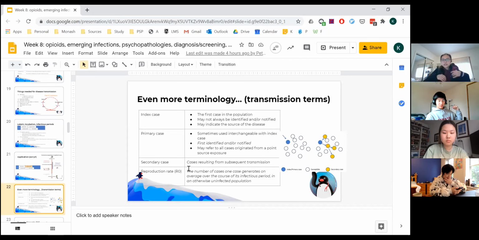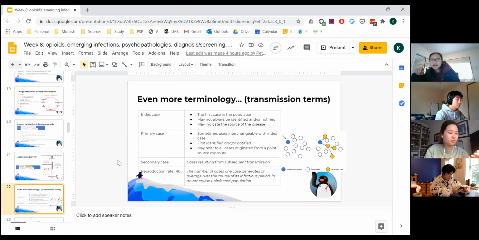Secondary cases are the ones resulting from subsequent transmission, and reproduction rate. This is an important definition: the number of cases one case generates on average over the course of an infectious period in an otherwise uninfected population. So if I get infected with coronavirus, I'm sorry for all the coronavirus references, it's a bit depressing, but let's say the reproduction rate is 2, that means that I will pass on the virus to 2 other people.